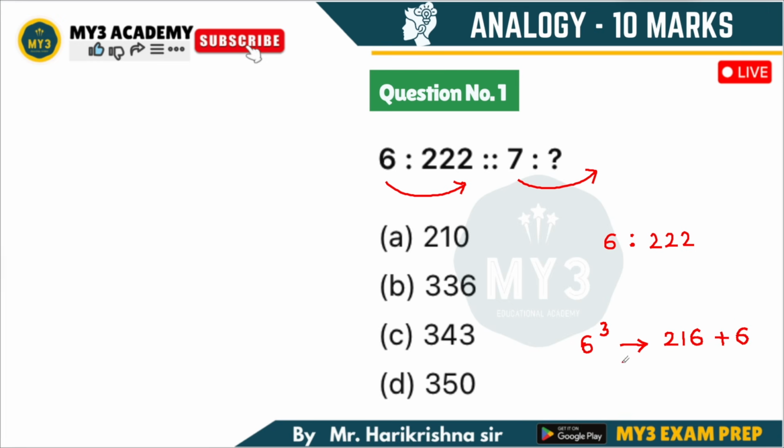So it is very clear: the value of 6 becomes 6 cube plus 6. Then 7 will be 7 cube plus 7. What is the 7 cube value? It is 343. If you add 7 to it, 343 plus 7 is 350. So the answer must be option D. You can mark it as the answer choice. Very good pattern. This type of question can be expected.